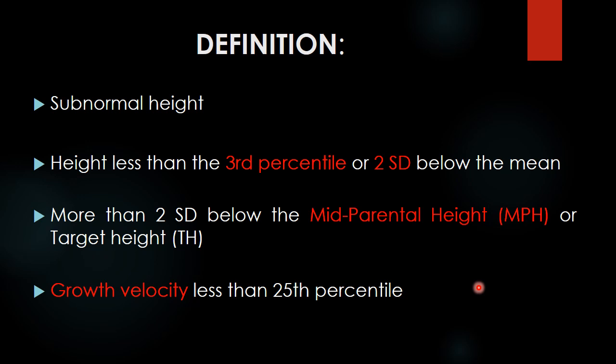So a subnormal height in the context of age, gender, ethnic background, or the family height, a height less than 3rd percentile or 2 standard deviation for the reference population, or a height more than 2 standard deviation below the mid-parental height, or a growth velocity below the 25th percentile.